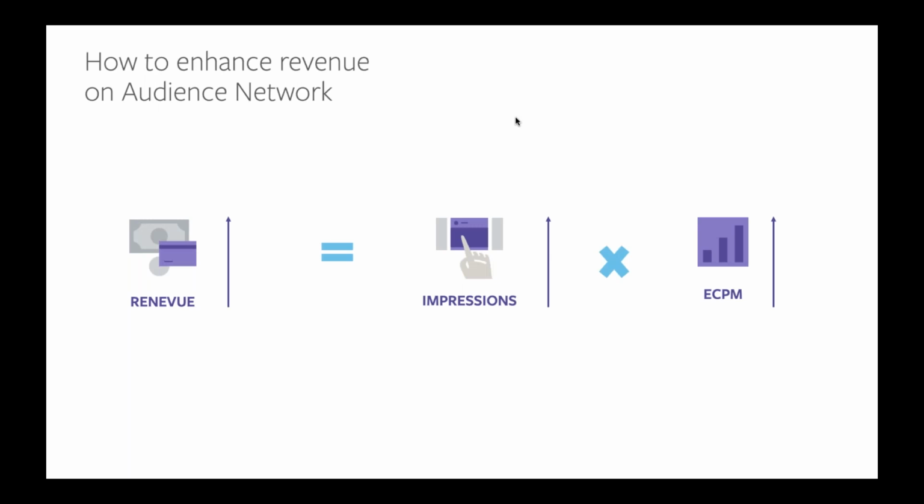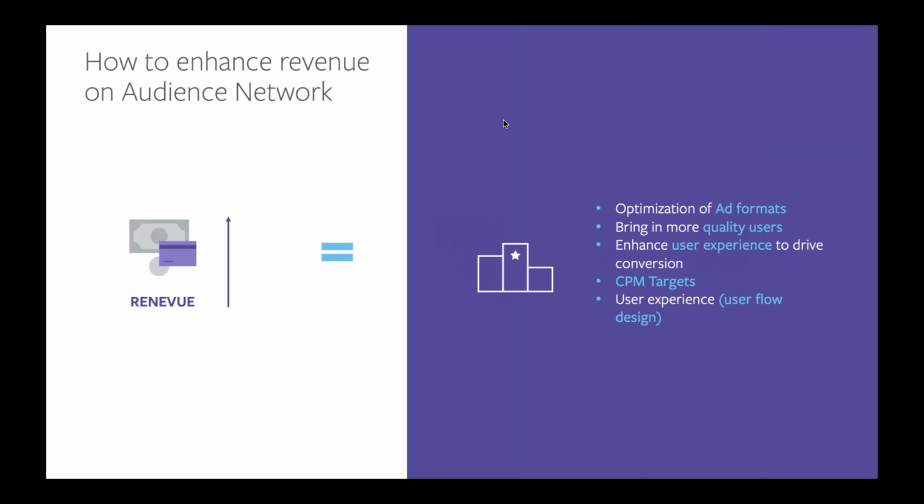To increase revenue, there are two pillars to optimize. The first is impression, and the second is CPM. I'm going to talk about CPM optimization first. So when you look at CPM optimization, always pick the right formats that fit the user journey in your application. You must try to acquire and retain quality users on your app and focus on creating a user experience that drives meaningful conversions. We also touched on implementing CPM targets, which we'll cover in a little bit more detail.